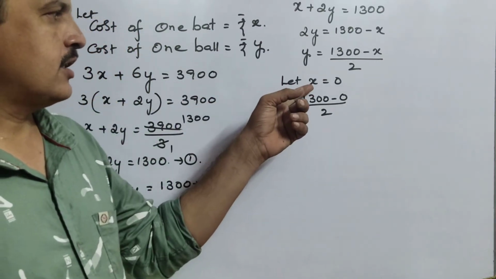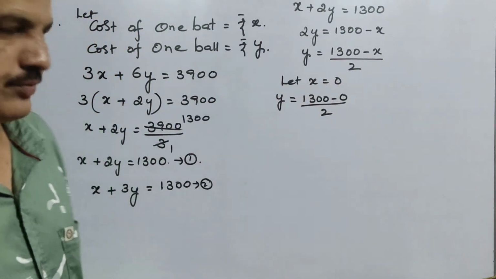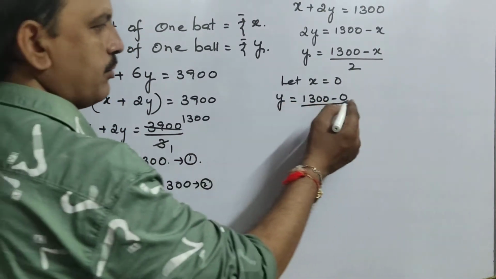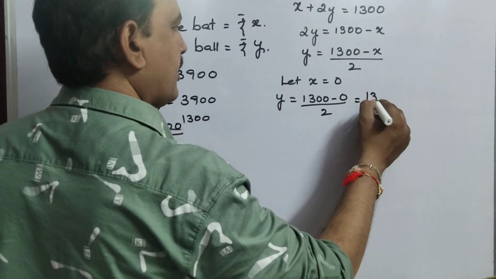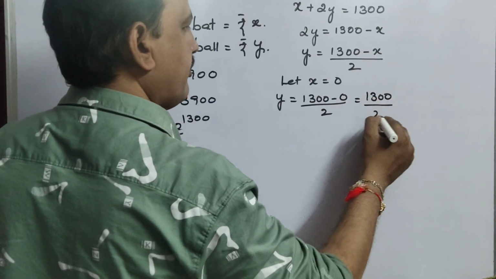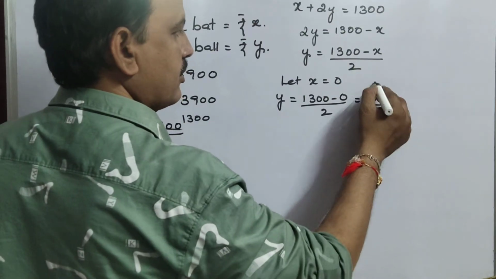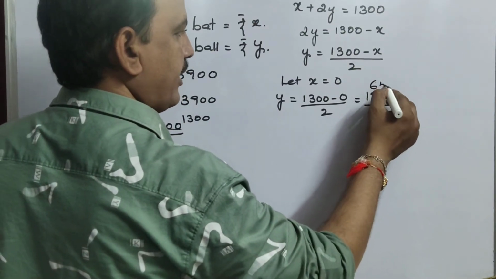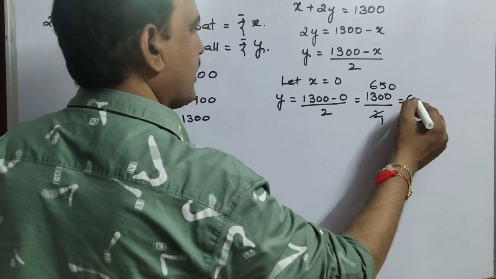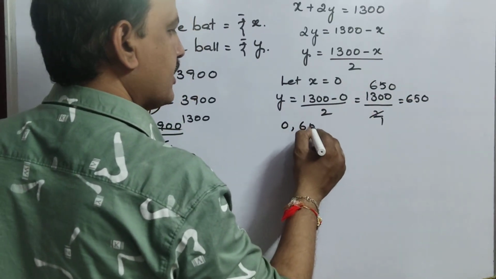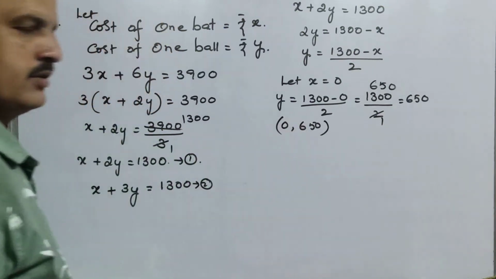So here I consider x equals 0. That means 1300 is an even number. So 1300 minus 0 is 1300 by 2. Because it is an even number, it will definitely be divisible by 2. That means 2 ones are 2, 2 sixes are 12, 2 fives are 10, 0. That means 650. That means the point (0, 650).